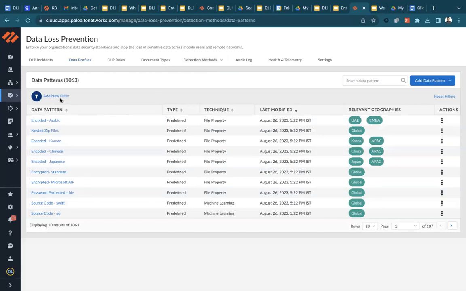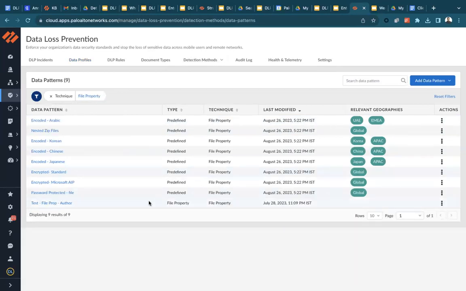For example, things like encrypted, encoded, password protected documents, we are able to detect. We are able to detect specific AIP tags as well. So these are just what we have. This is a custom file property, for example, and then encrypted within Microsoft AIP, without Microsoft AIP, all of those we detect.